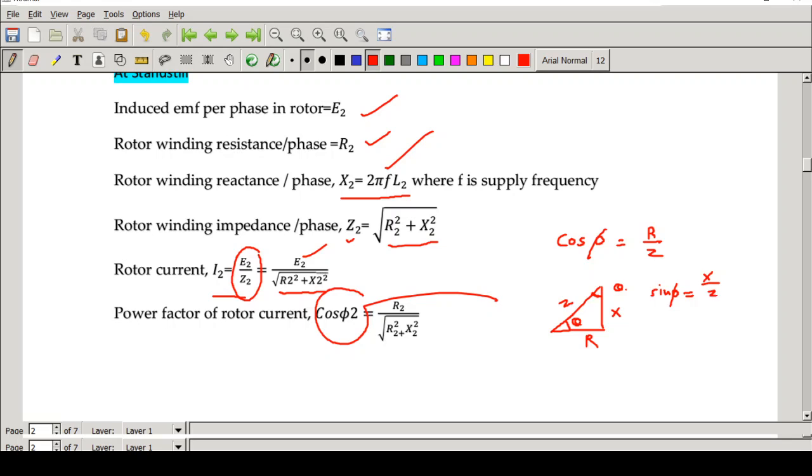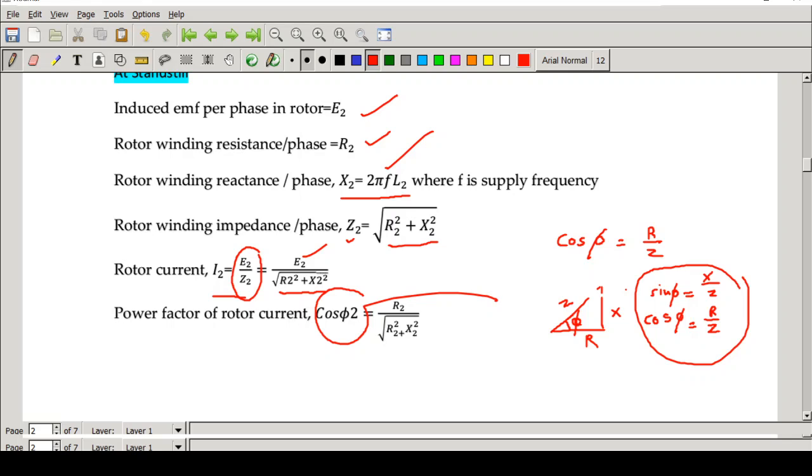So what will be cos phi? I will take this angle as phi. So cos phi will be adjacent side. What is the adjacent side? This is the opposite side, so the adjacent side will be R. So it will be R by Z. This is called the impedance triangle, and from this we can get the value of sin phi and cos phi. You can take the angle as theta or as phi.